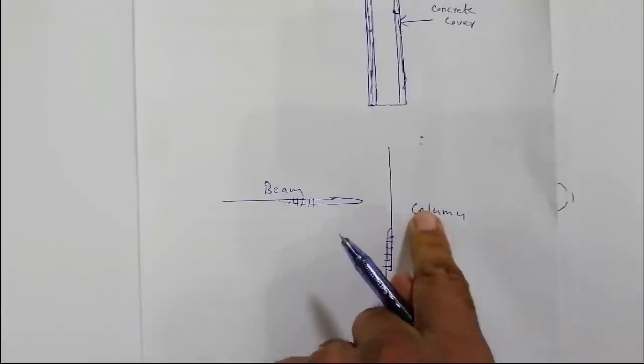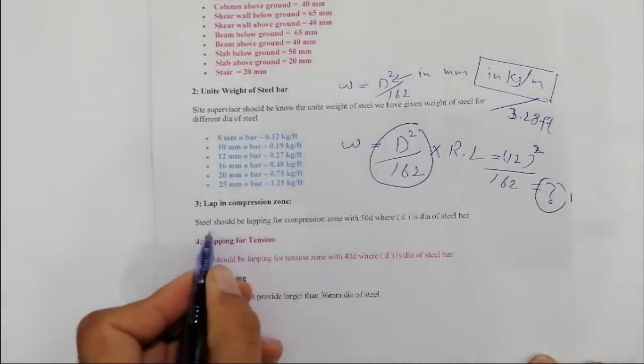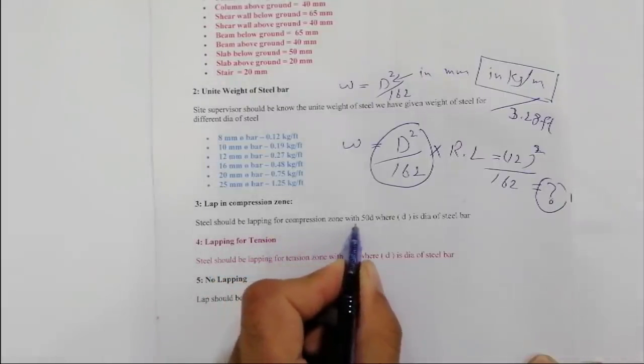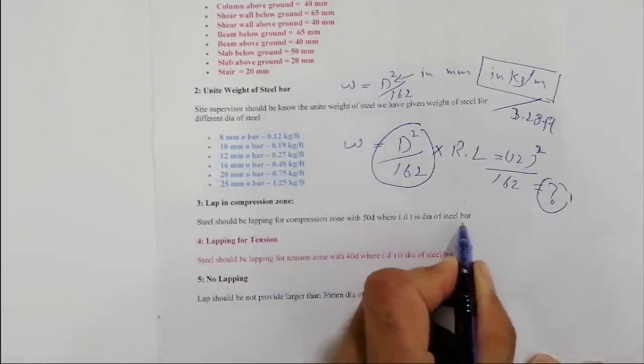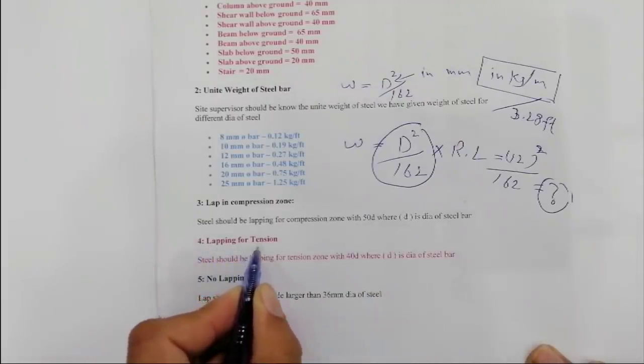So beam and tension, and column in compression. You can see here lap length in compression zone. Steel should be lapping for the compression zone with 50D, where D is the dia of steel bar. And lapping length, now the third one, the fourth one is lapping length for tension.